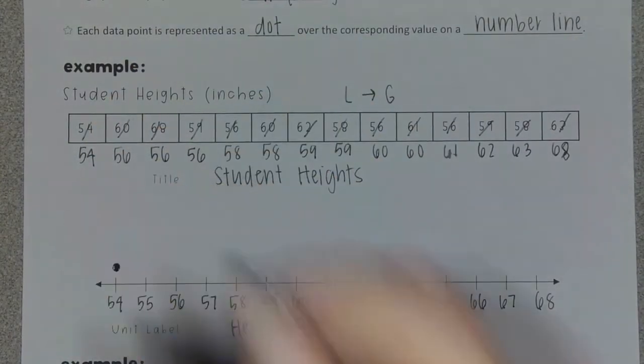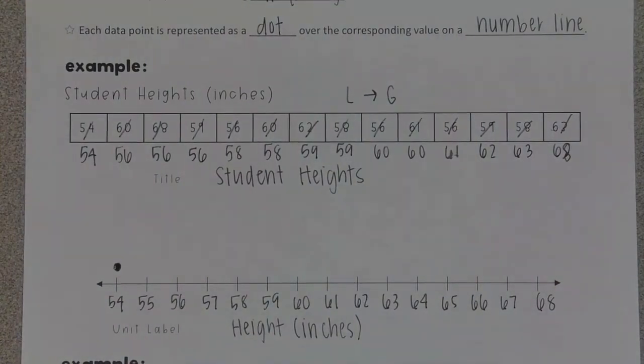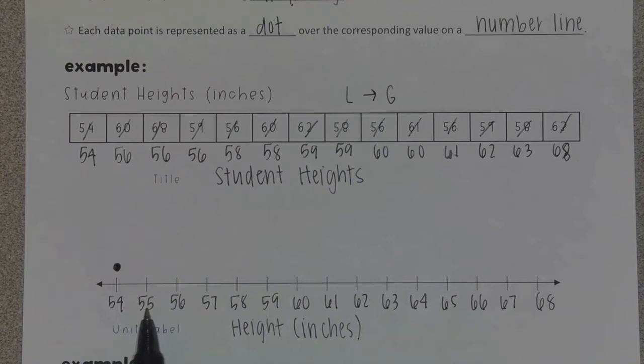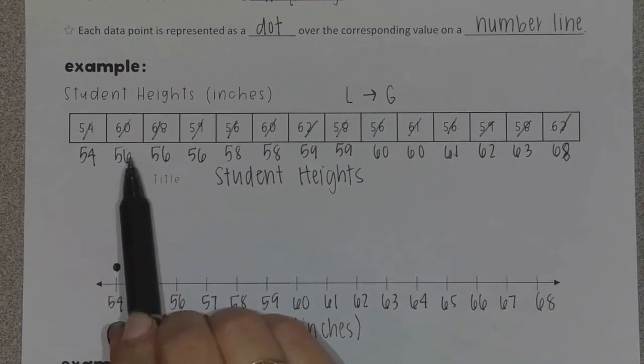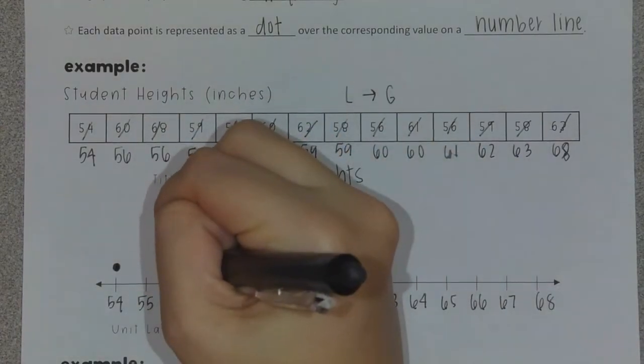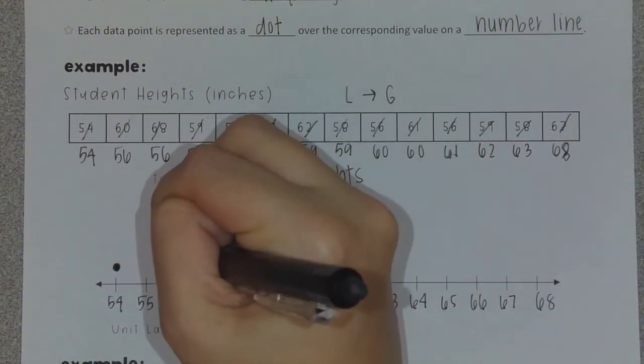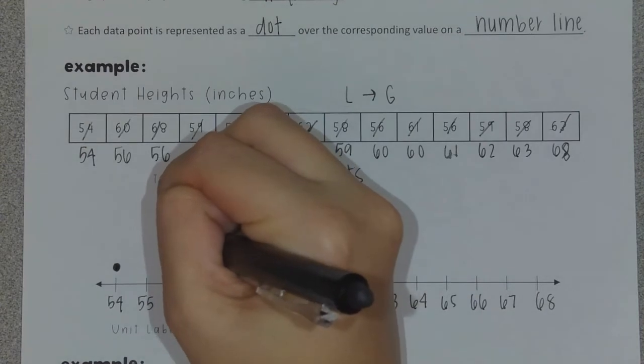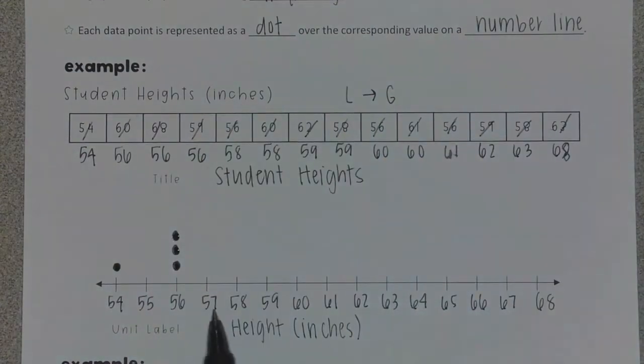Make sure you're not just putting a tiny dot on there. Make sure that dot is big enough for us to be able to see. Remember, that's the whole point of doing dot plots: we want people to be able to see our data. Now, I don't have anything on 55, so it doesn't get a dot, but I have 1, 2, 3. 56 appears 3 times, so 56 is going to get 3 dots. So 1, 2, 3. No 57.